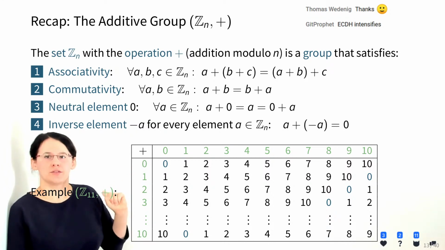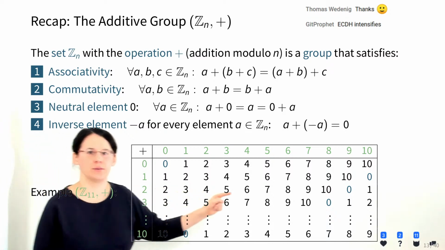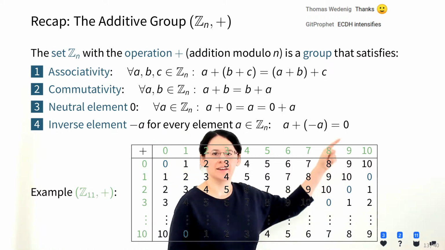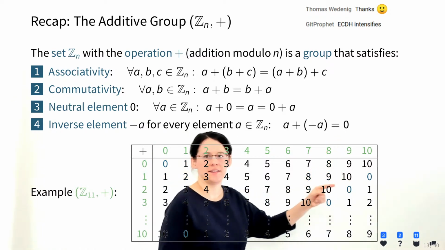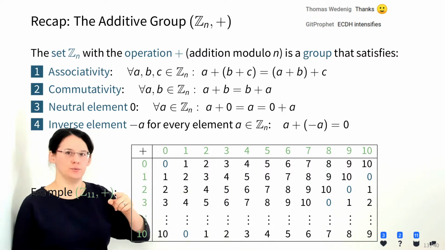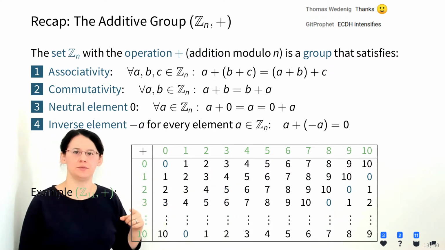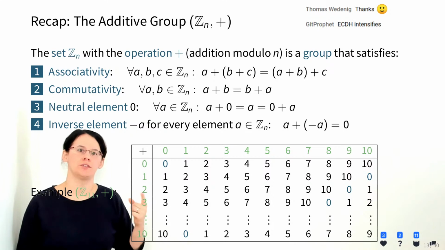And we can now also go looking for inverses. So for example, which element do I have to add to 2 to get a 0? I can just look it up. I need to add a 9. So 9 is the additive inverse of 2, because 9 plus 2 actually equals 11, which is the same as 0.